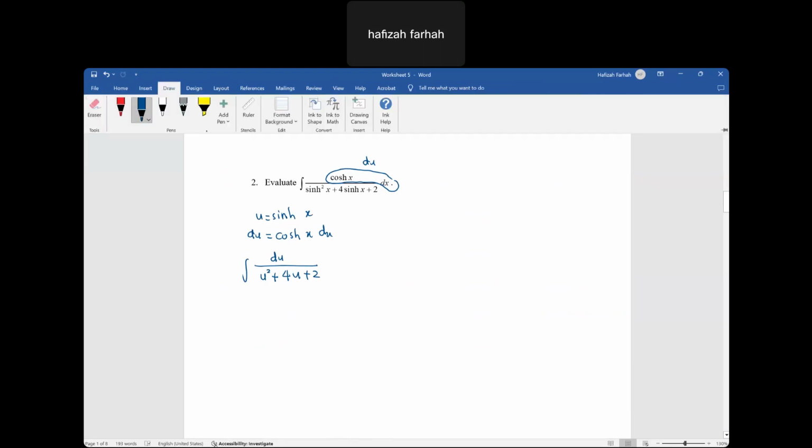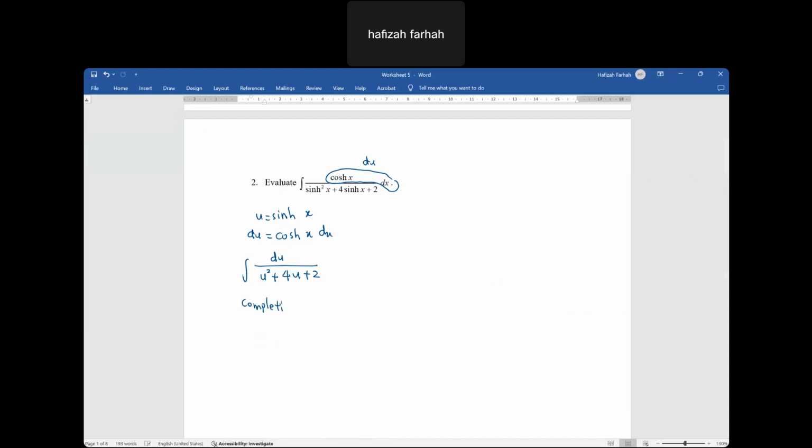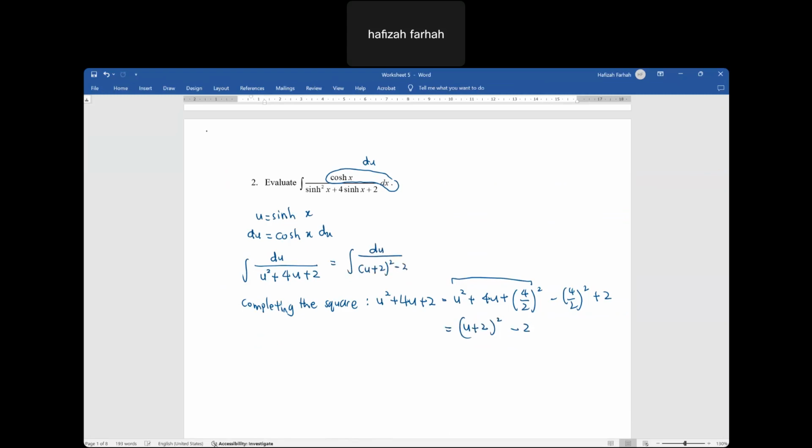Yes, okay. So we can use completing the square. So now, our u squared plus 4u plus 2 will be u squared plus 4u plus (4 over 2) squared minus (4 over 2) squared plus 2. So we can simplify this, you get (u plus 2) squared, and then minus 4 plus 2, which is minus 2. So now our integration becomes du over (u plus 2) squared minus 2.